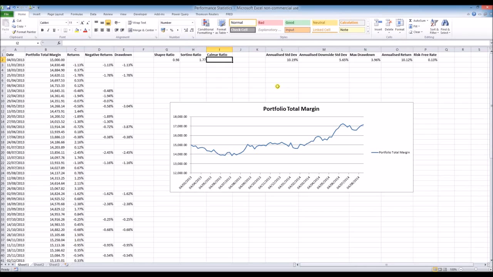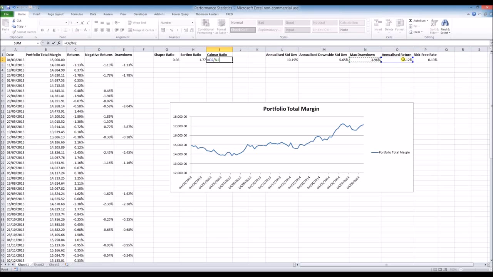Moving on to the Kalmar ratio. So this is our only performance statistic that we're looking at that doesn't use annualized standard deviations as the risk measure in the equation. Instead, we're going to use the max drawdown figure. And the Kalmar ratio doesn't actually take into account the risk-free rate either, so it's quite simply the annualized return divided by the maximum drawdown figure.